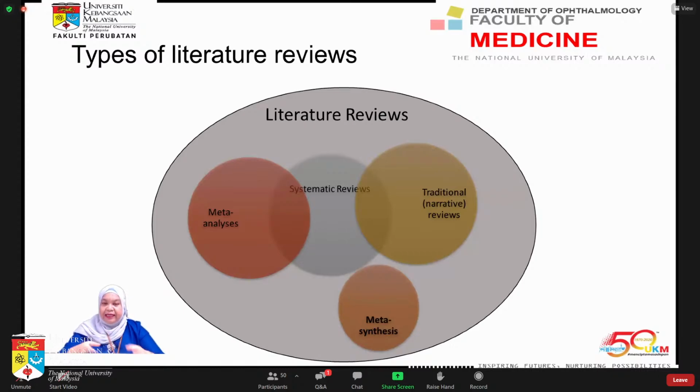So if you see, when I talk about literature reviews, it is actually a big area. The usual one is the traditional reviews, the narrative reviews. But we have an entity called systematic review, which overlaps with the traditional reviews. And we also have meta-analysis, which can stand on its own and can overlap with the systematic review. And we have another entity called meta-synthesis, where you synthesize the data available.